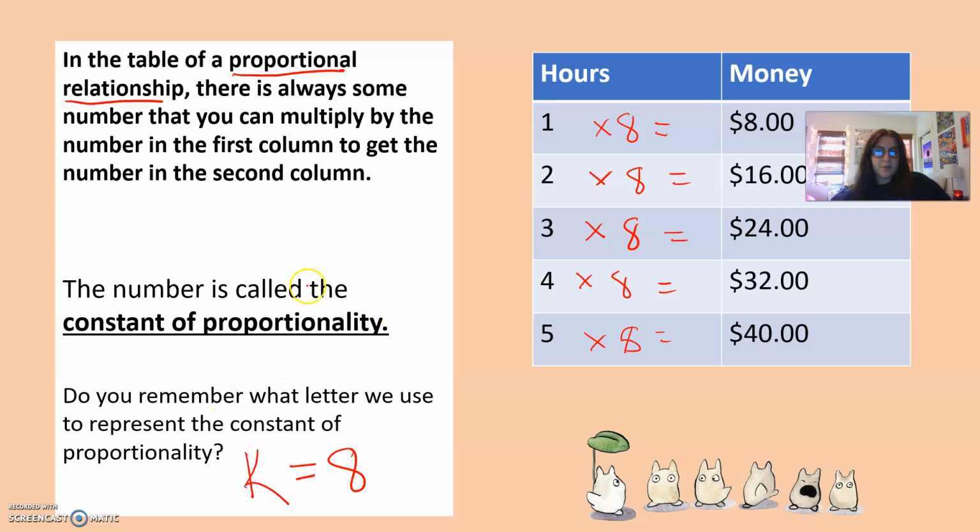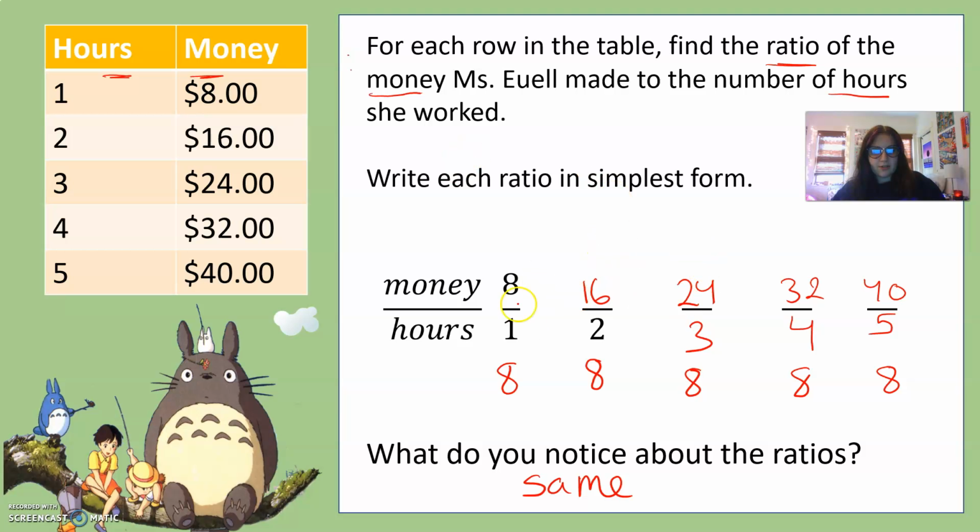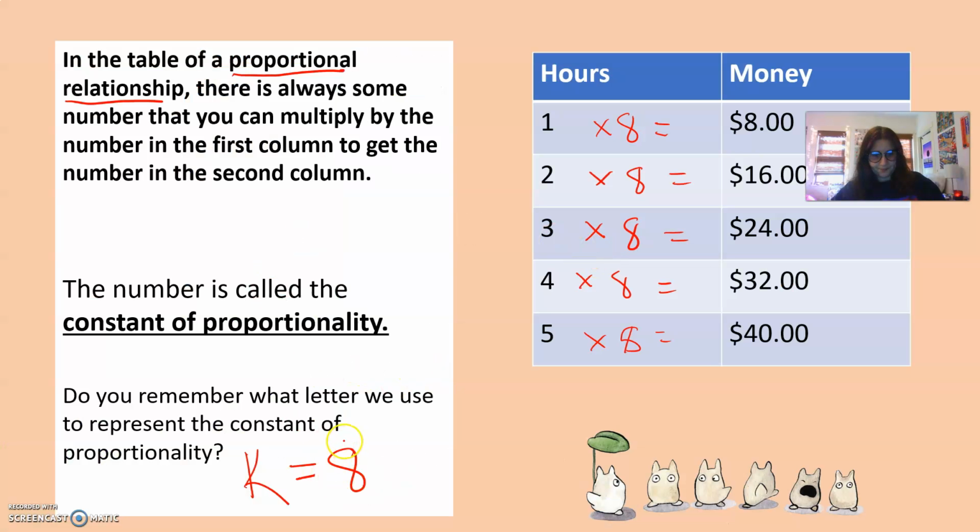So my constant of proportionality, I multiply 8 by my hours to get the amount of money. And this makes sense because I'm making $8 per hour. So $8 for 3 hours is 24. $8 for 4 hours is 32, and so on. So this is how we get the constant of proportionality. To get the constant of proportionality, we find the simplified ratios, and then that's our K.